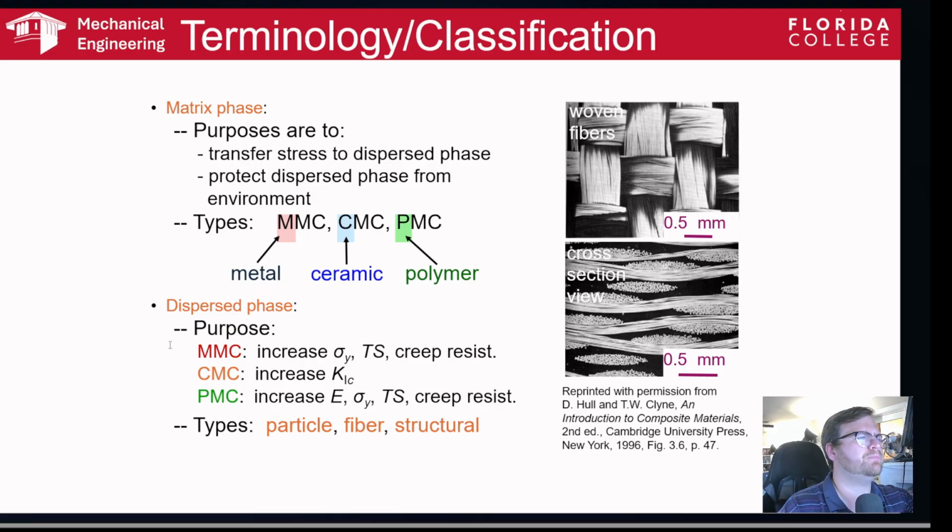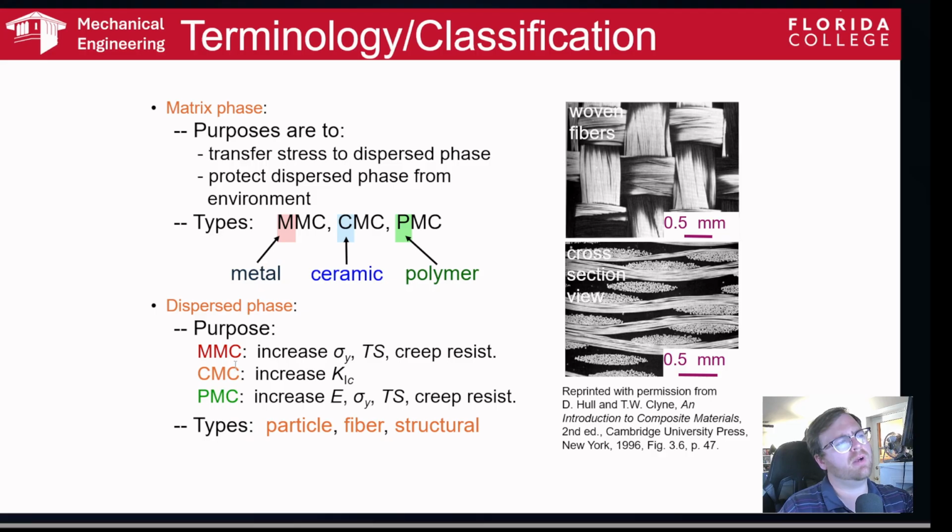And now we have our dispersed phase. We just talked about our matrix phase. Here's our dispersed phase. For the dispersed phase, we have many different kinds of geometries of dispersion we can use, and then we can alter the different kinds of materials used, right?